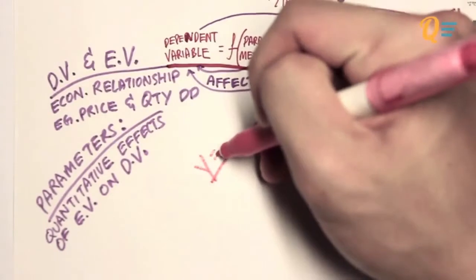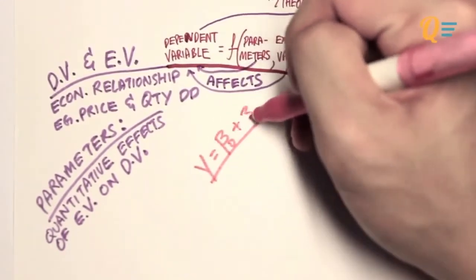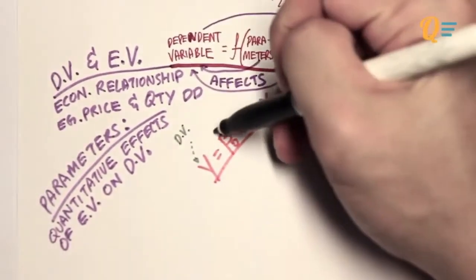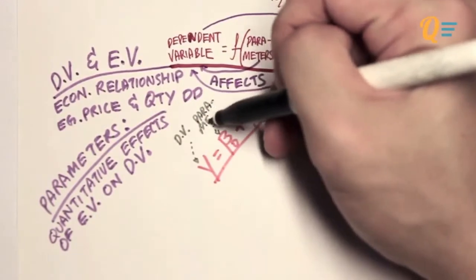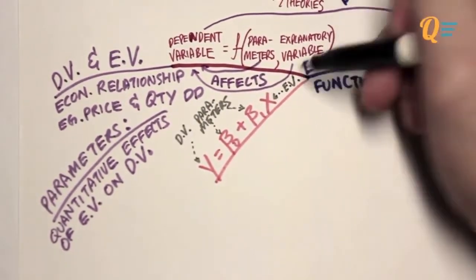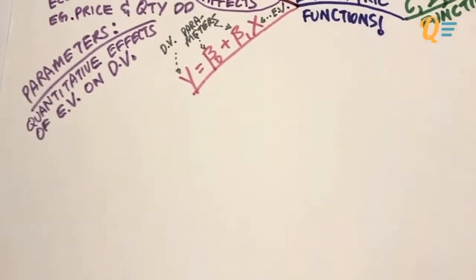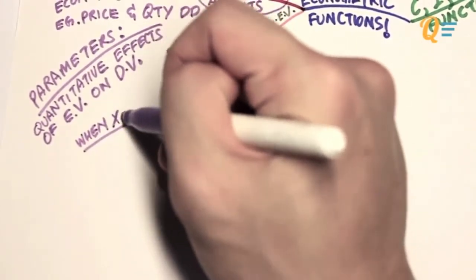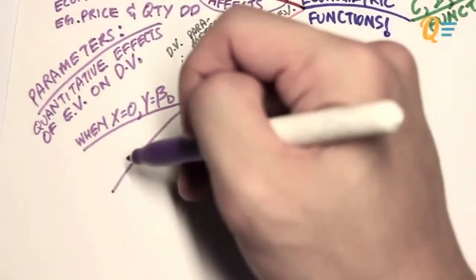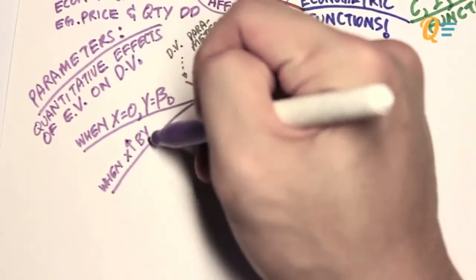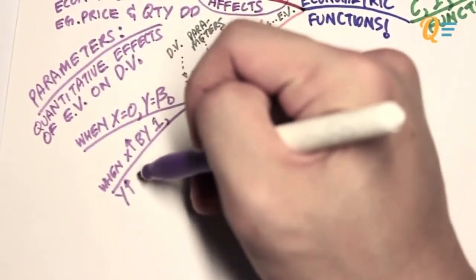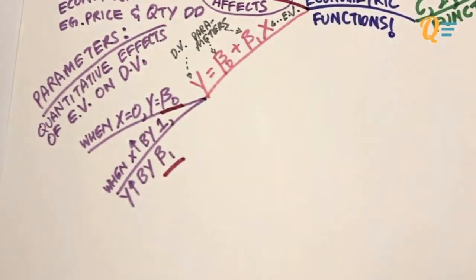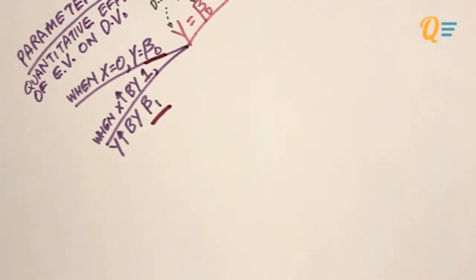Just let me give you a simple example of an econometric function, which is y equals beta naught plus beta 1 times x. So y over here is the dependent variable, beta naught and beta 1 are your parameters, and x is simply going to be your explanatory variable. I believe that you're starting to see that this is similar to a linear function, because when x equals 0, y equals beta naught. And when x increases by 1 unit, y is going to increase by beta 1. So I believe you can see that the parameters beta naught and beta 1 give a quantitative effect to x and y.